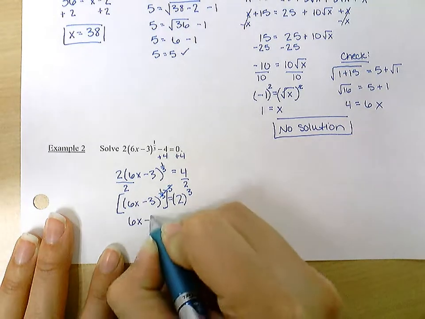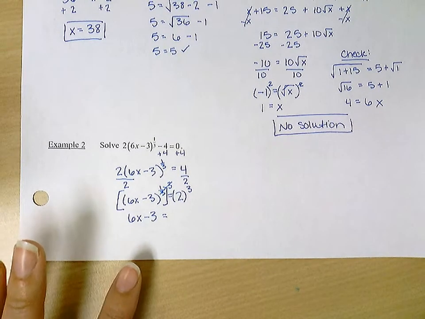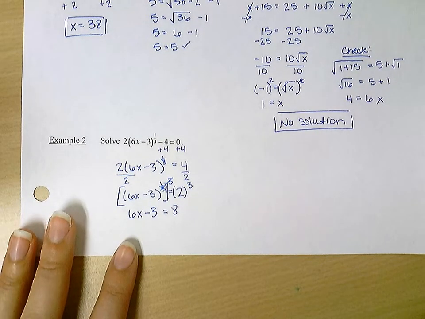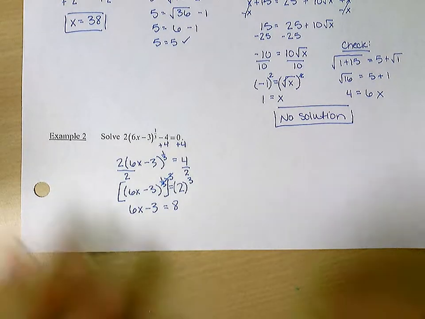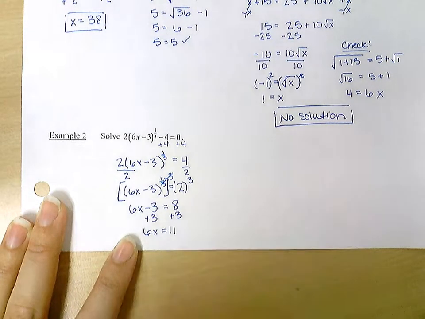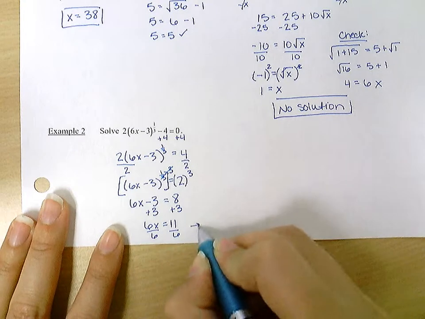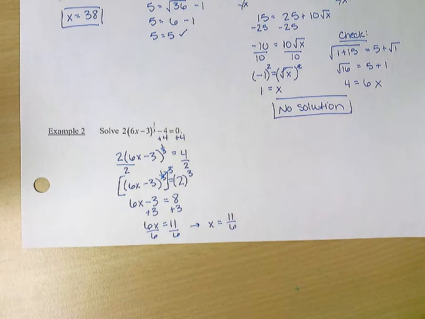So I have 6x minus 3. And then I have 2 cubed. What's 2 cubed? It's 8. Okay, from here all I have to do is solve for x then. So add 3 to both sides and divide by 6. Wow. And yes, I'm going to leave it as 11/6. I would too. Okay, again, you need to check.